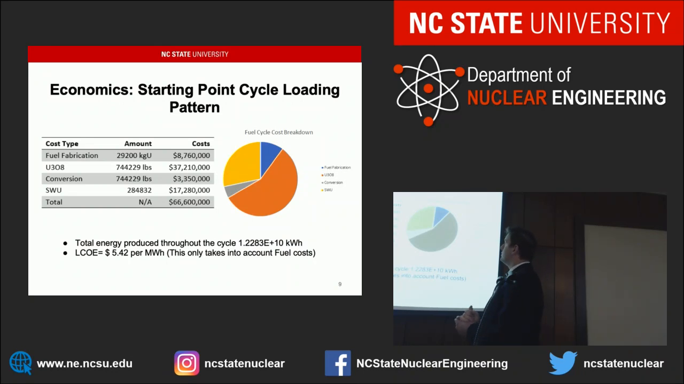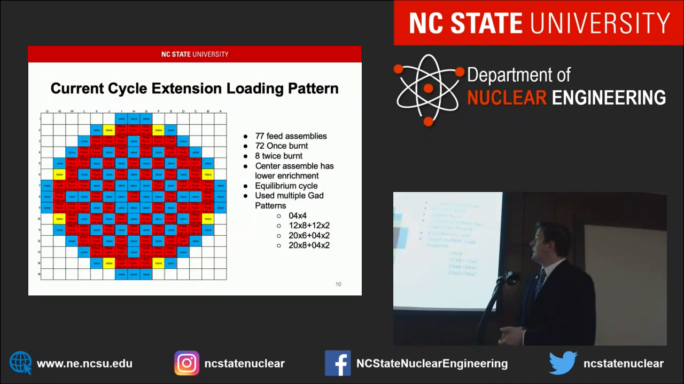And then running a fuel cost calculation upon this, and keep in mind this is just fuel cost. We're not calculating operational costs or anything here. So this has an overall cost of about 66.6 million, which comes out to a levelized cost of 5.42 per megawatt hour. And Joey will cover our next.